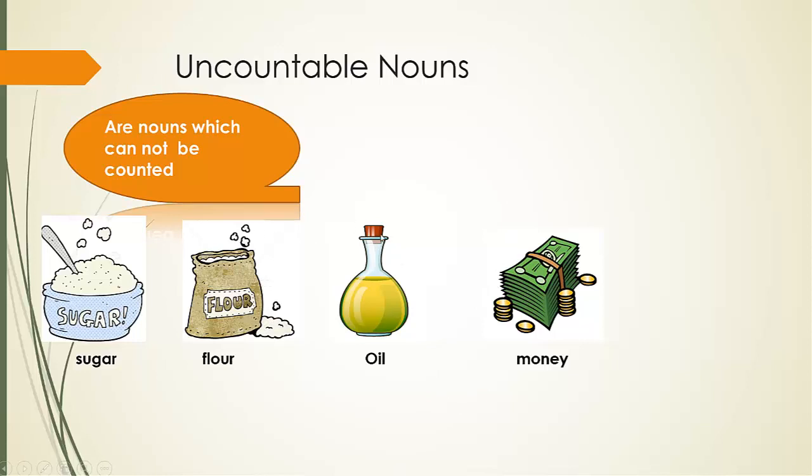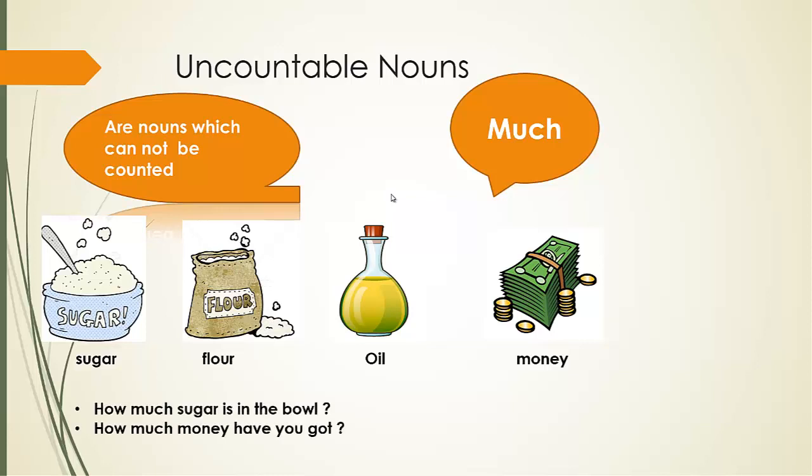So the uncountable nouns all the time are singular. Okay? So uncountable nouns are all the time singular nouns because you can't count them. So no plural for uncountable nouns. Okay, so what is the quantifier for uncountable nouns? It is much. So you use much with uncountable nouns.